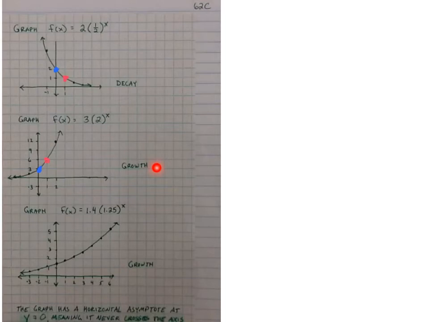I've thrown in one example which has a very gradual change, 1.4 times 1.25 to the x. So the graph crosses at 1.4, then the next point is at 1.4 times 1.25. And as we move to the right, every single unit we multiply by 1.25, times 1.25, times 1.25, times 1.25. And you can see it's very slowly working its way up. The further out we get, the steeper the curve will be.